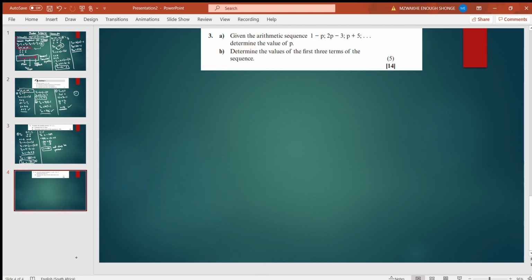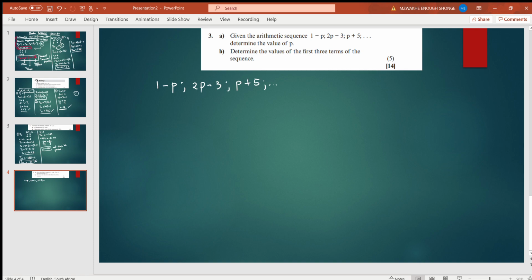Then going to the last question, we are given the following sequence. We are told that this is an arithmetic sequence. The first term is 1 minus p. Second term is 2p minus 3. Third term is p plus 5, and so on. So the first question is determine the value of p.